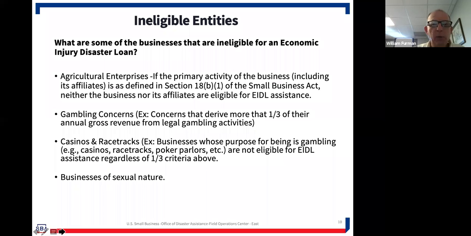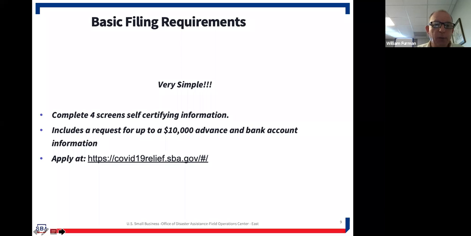All right, let's go to basic filing requirements. Again, I've pretty well touched on this, but it's very simple, and the portal is closed, but there are 4 screens. It does have a request up to $10,000 advance for your bank account information. Hopefully, if you applied in the early stages, you went back in and applied with the latest version, and you were able to give your bank account information and request that $10,000 advance. You should have received an email notice for that.